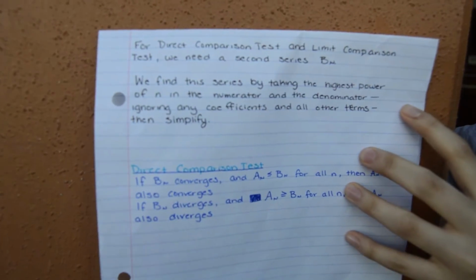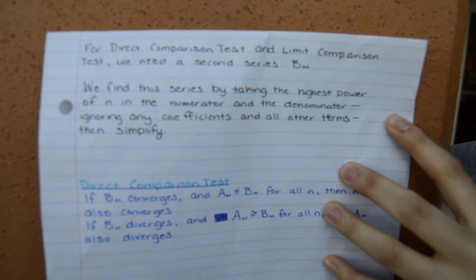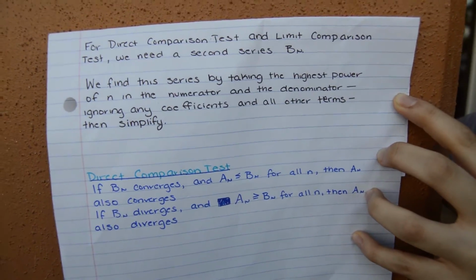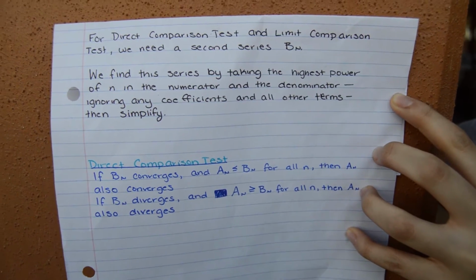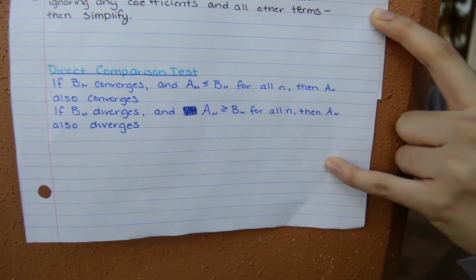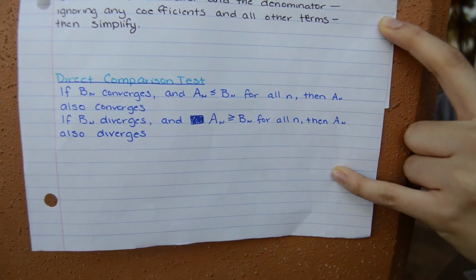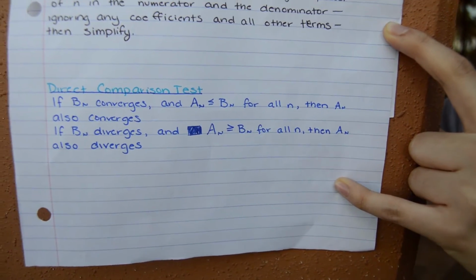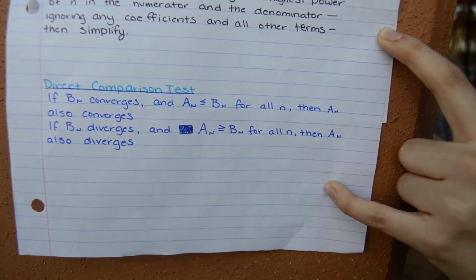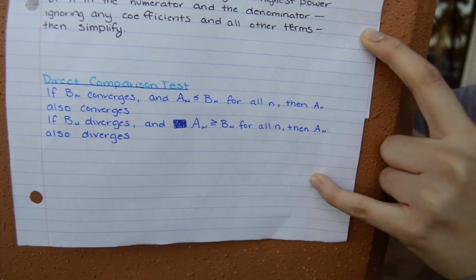For direct comparison test and limit comparison test, we need a second series, b sub n. We find the series by taking the highest power of n in the numerator and the denominator, ignoring any coefficients and all other terms, then simplify. For the direct comparison test, if b sub n converges and a sub n is less than or equal to b sub n for all n, then a sub n also converges. If b sub n diverges and a sub n is greater than or equal to b sub n for all n, then a sub n also diverges.